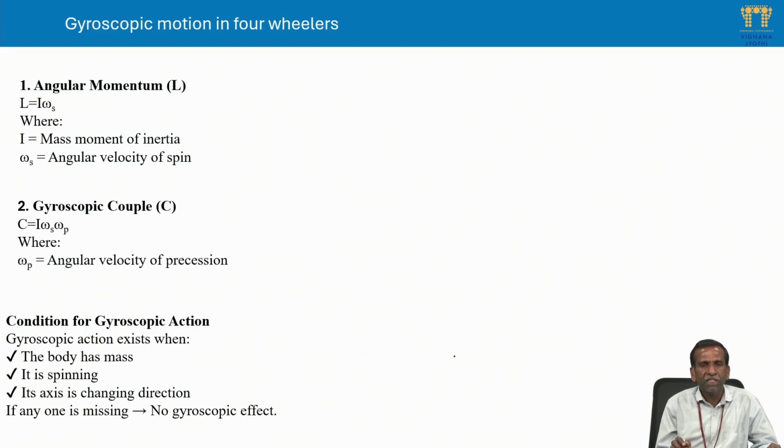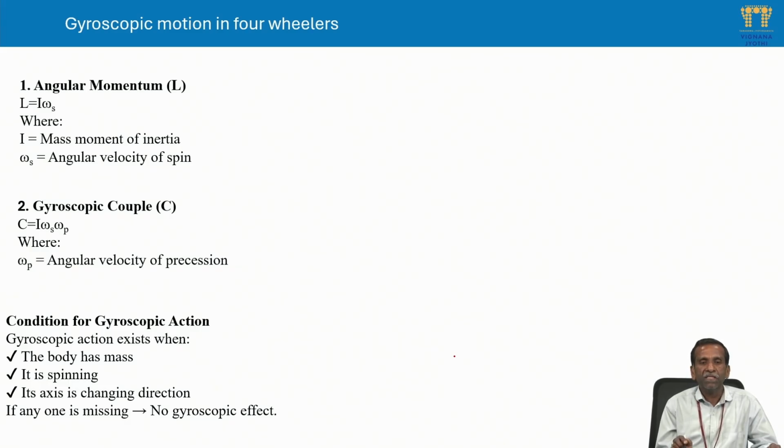This angular momentum concept is another way of approach. Anyhow, the gyroscopic couple we can calculate as I omega s omega p. Here omega s is only the spinning axis given rotation. If the engine parts are also given rotation, then you have to add omega s plus omega e in the total gyroscopic couple. That we are going to see soon.